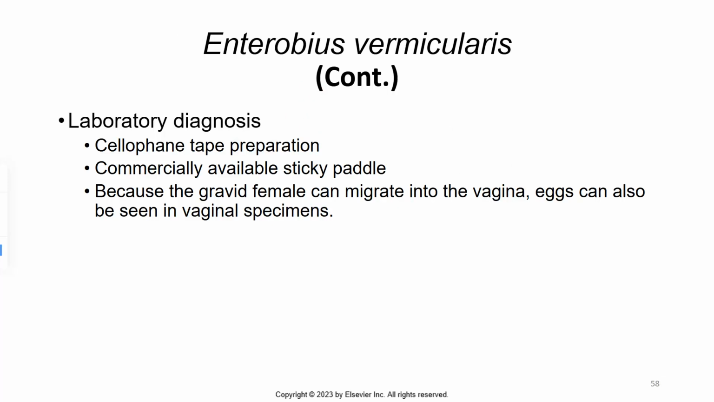Laboratory diagnosis would be the cellophane tape preparation, and there's commercially available sticky paddles. Basically, you would tape the child's butt while they're sleeping, and then the female would come out at night while the anus is a little bit relaxed because the person's asleep, and she deposits the eggs, and the tape would get those eggs. And then you just peel off the tape in the morning, and then you would look at the eggs under a microscope to identify. Because the gravid female can migrate into the vagina, eggs can also be seen in vaginal specimens.